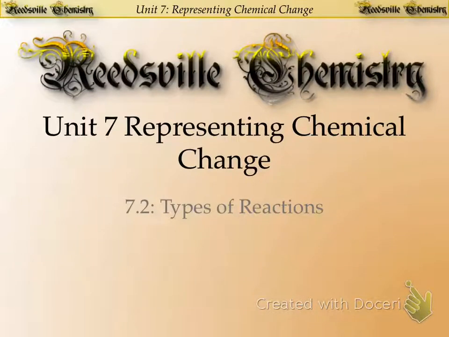All right, this is 7.2, types of reactions. So we've got about 5 different types of reactions that we're going to go over today. And they're all pretty easy to determine the type of reaction they are just by kind of looking at them. But eventually what we'll have to do is actually predict the products that are produced when two specific reactants are combined. And that's the more difficult part. Today, though, let's just focus on identifying the types of reactions.